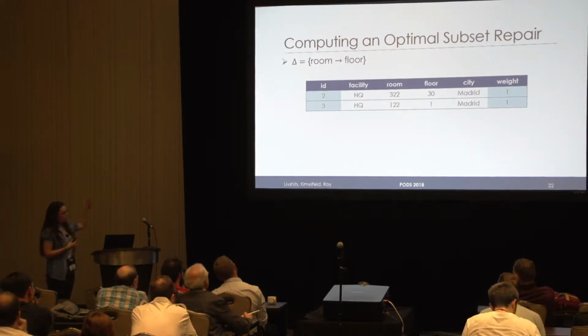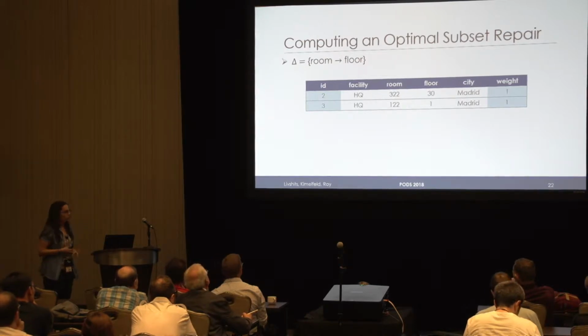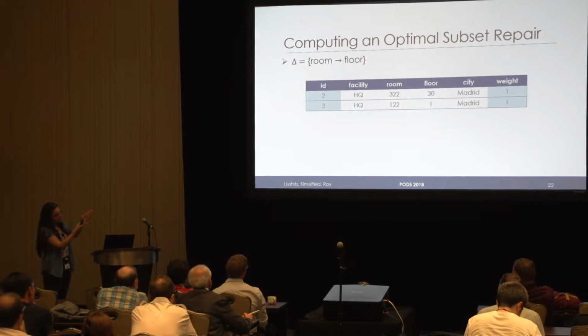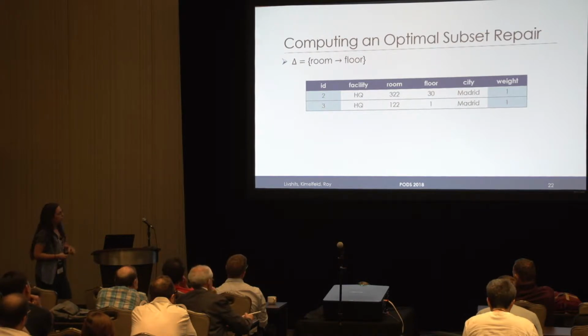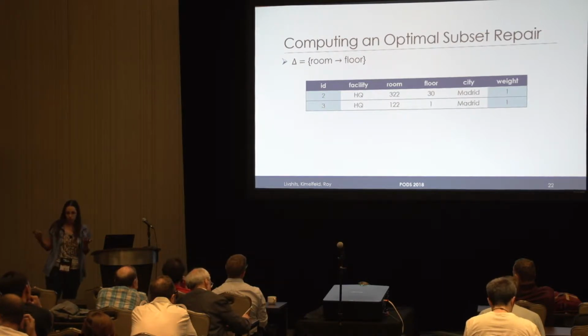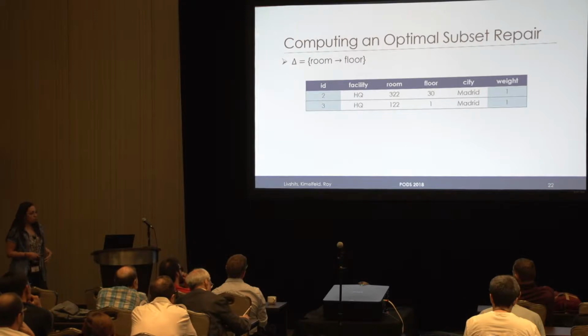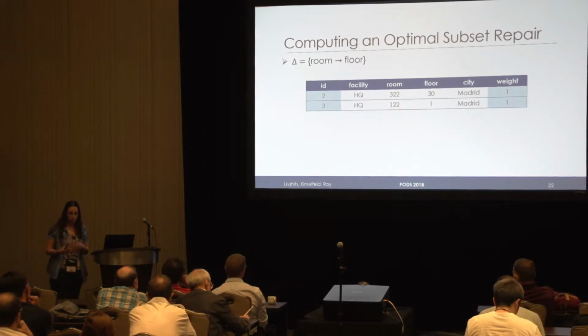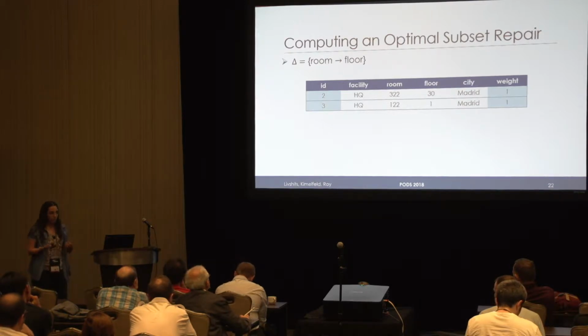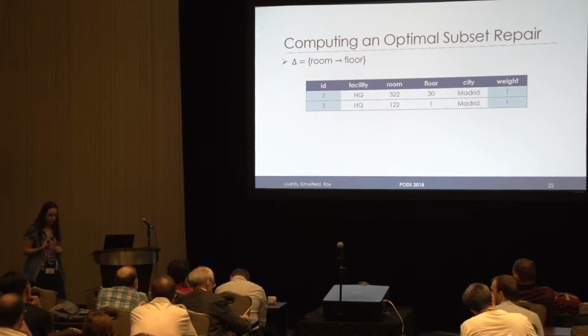Okay, and we can continue in exactly the same way. We again have a common LHS, and then we will again have a consensus FD. But actually, this database is already consistent with respect to this set of functional dependencies, so we can just finish here. So common LHS and consensus FD are actually simplification steps, right? We use them to simplify the problem, so we can then solve the problem for a smaller database and a smaller set of functional dependencies.